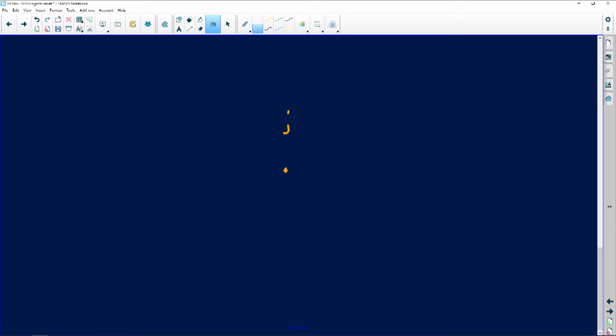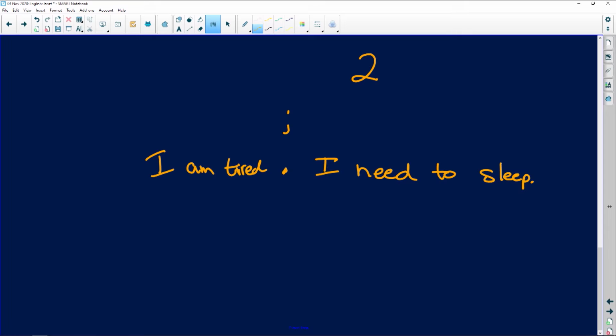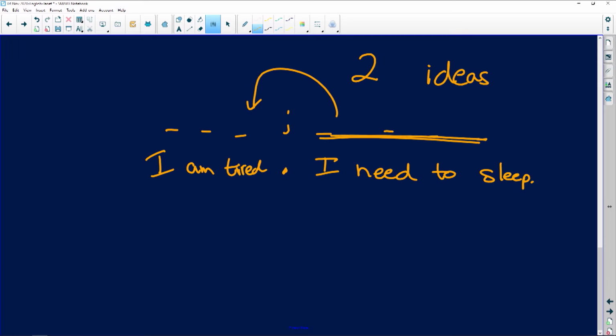If you go, I am tired, I need to sleep, the full stop tells me two different and separate ideas. If you go, I am tired, semicolon, I need to sleep, what you're telling me is that you want me to read this sentence very closely with this sentence, that there are two ideas, but they are closely linked.